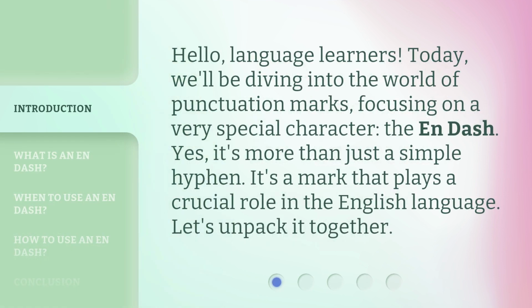Hello, language learners. Today, we'll be diving into the world of punctuation marks, focusing on a very special character, the en dash. Yes, it's more than just a simple hyphen. It's a mark that plays a crucial role in the English language. Let's unpack it together.